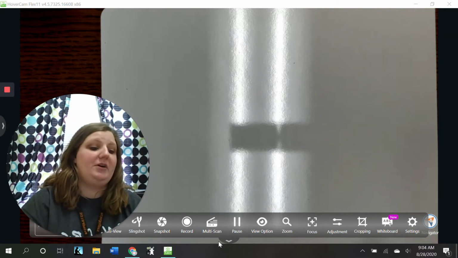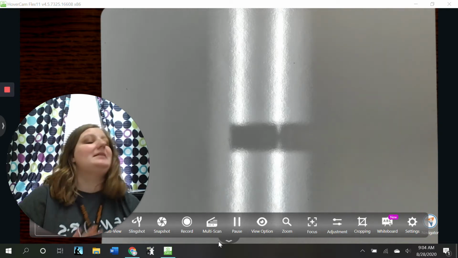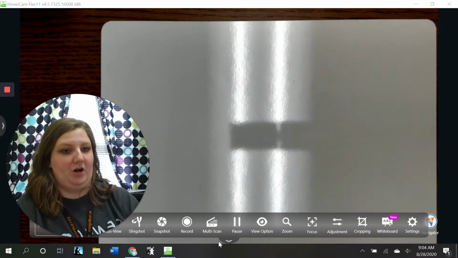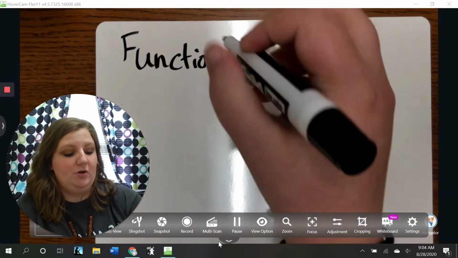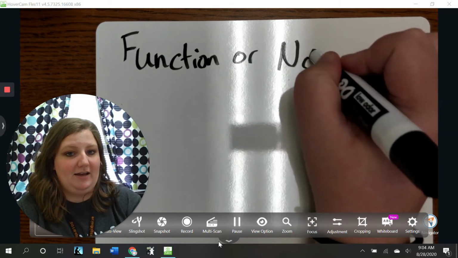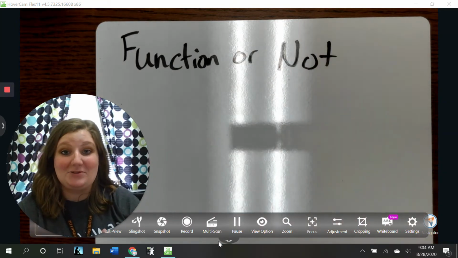So the first thing we talked about so far this year was, is something a function or not? All right, so we're going to look at what makes something a function or not. And I'm sorry about the glare here. I'm sitting underneath the light and there's not really anything I can do about that glare.